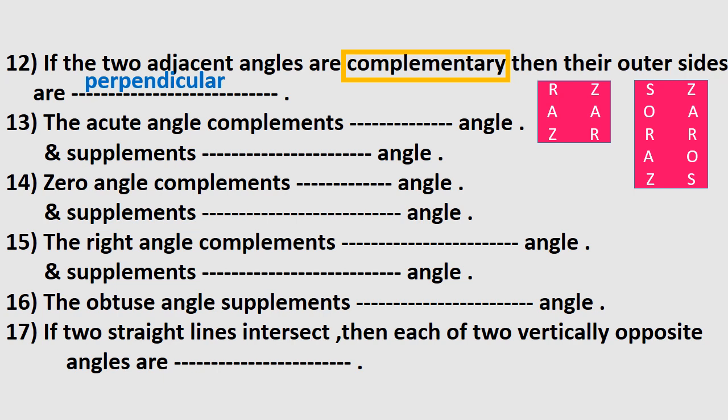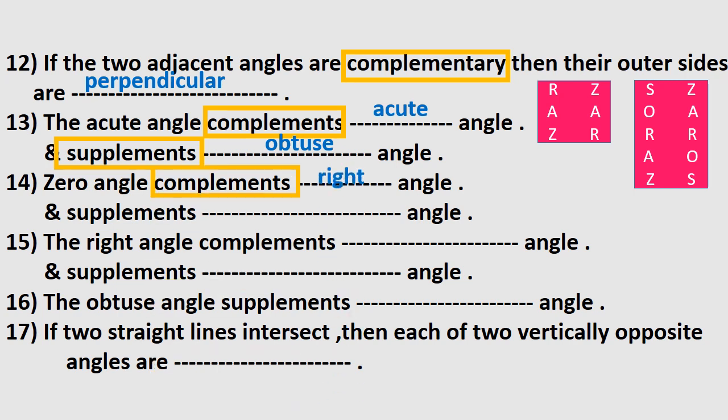The acute angle complements, I have Ras and Zar if they are complements. Acute starts with letter A, so it will be acute also. Supplements, Zaros and Suras, it will be obtuse. Zero angle complements right angle and supplements zero, so it will be straight line, straight angle, sorry.